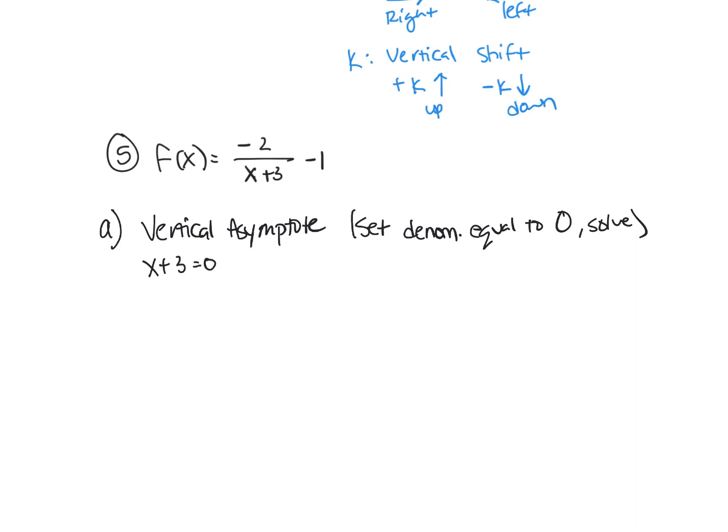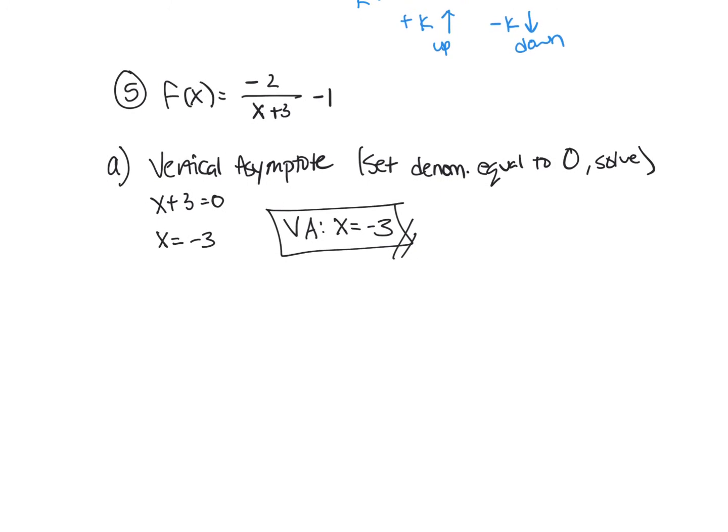And then from here, I'm going to subtract 3 on both sides. We'll get x is equal to negative 3. And there you have it. That's our vertical asymptote at x is equal to negative 3. So when we go through and we graph, I'm going to have a dashed line going up and down when x is equal to negative 3 is like, hey, this is a barrier that you cannot cross.